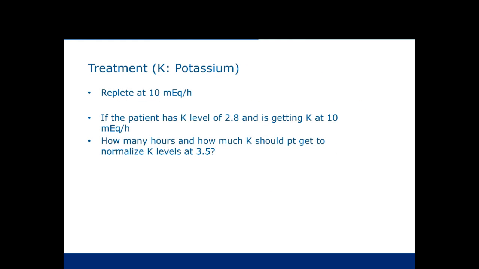So let's talk about specific electrolyte replacements. Potassium, just replete at 10 milligrams per hour. You don't even want to mess with that unless you know what you're doing. You could do up to 40, but that's beyond the exam. So let's look at a patient. If the patient has a potassium level of 2.8 and is getting potassium at 10 milligrams per hour, how many hours and how much potassium should the patient get to normalize the potassium level to 3.5?